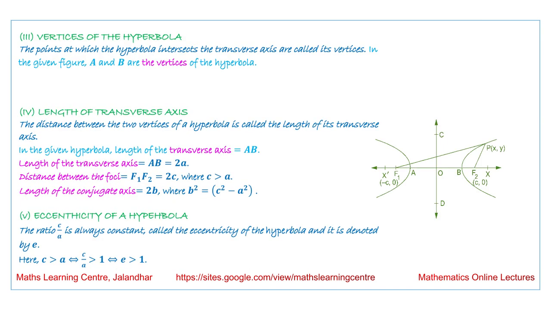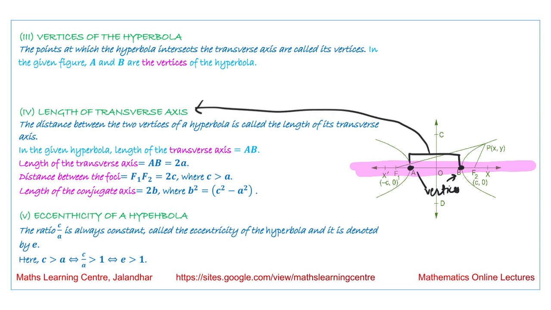Next term we have is the vertex of the hyperbola. Vertex is the point where the hyperbola intersects with the transverse axis. So the transverse axis we have over here, the foci are lying on the x-axis, and the points where this hyperbola is intersecting, these 2 points A and B, are the vertices. These 2 points are the vertices of the hyperbola, and the distance between these two vertices is called the length of the transverse axis.